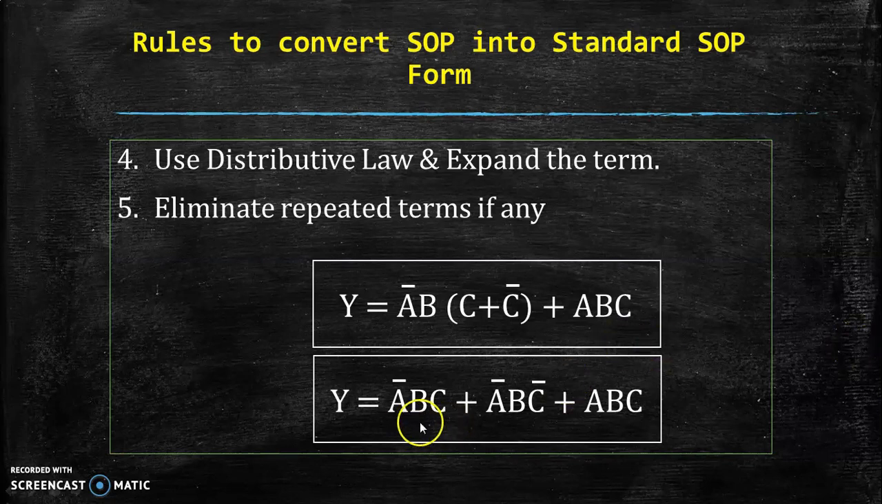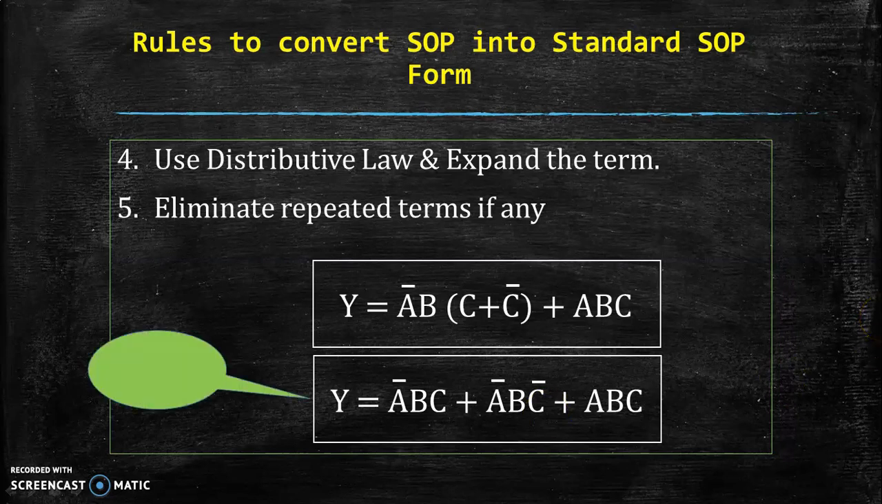Now we can see that instead of 2 product terms, we now have 3 product terms, and in all the 3 product terms we have literals of all the variables A, B, C. That is why we can say that this type of Boolean function is a standard or canonical SOP.